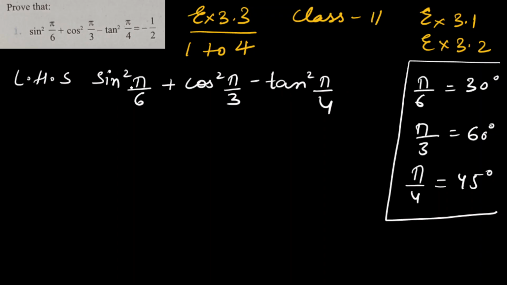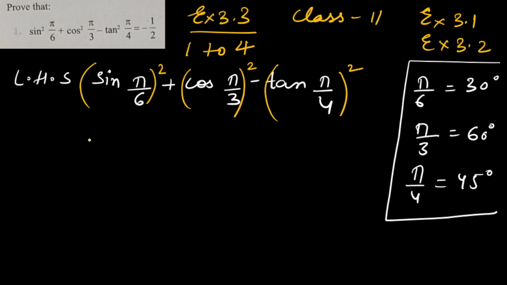So sine square pi by 6. If a square is there on the trigonometric ratio, that means the whole ratio is squared. So I'll just rewrite it: sine pi by 6 whole square, cos pi by 3 whole square and tan pi by 4 whole square. On the trigonometric ratio, if square is there, it means whole square.